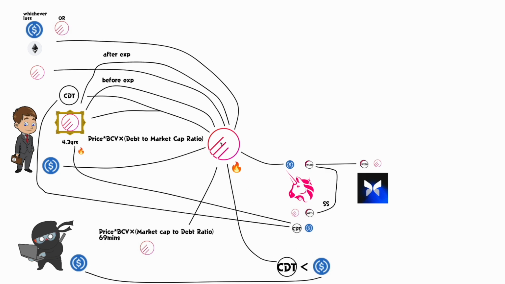And then he can burn that CD token for a 69-minute bond. Now, as you can see, the actual ratio here is the opposite. If there is a lot of debt, then he will get good rewards. And if there is not a lot of debt, then he will not get a good reward or a good ROI on this.